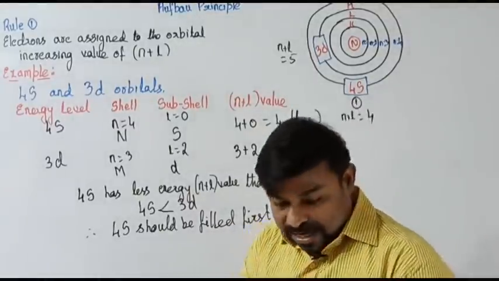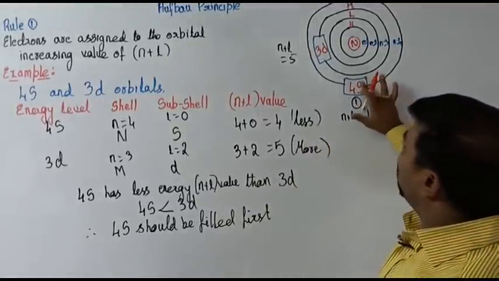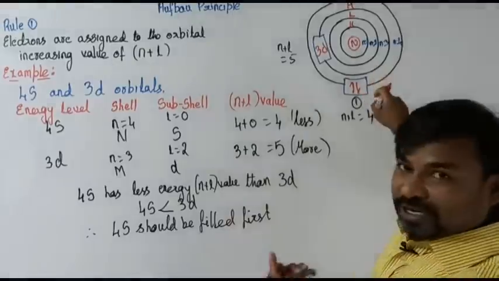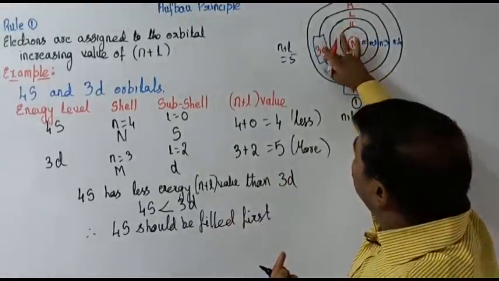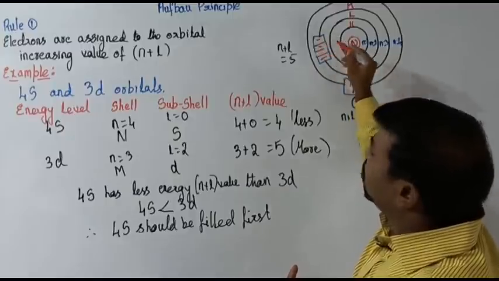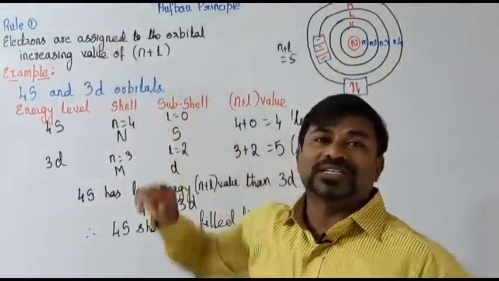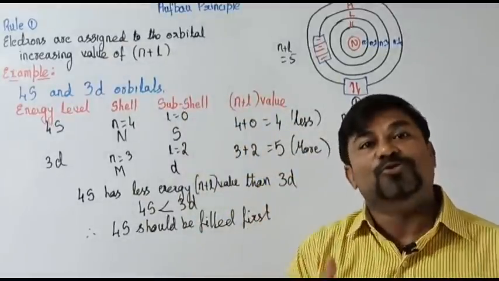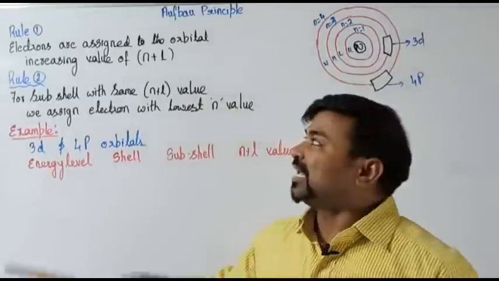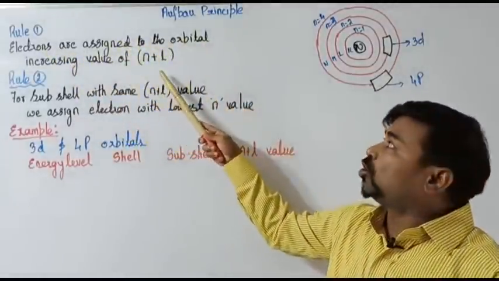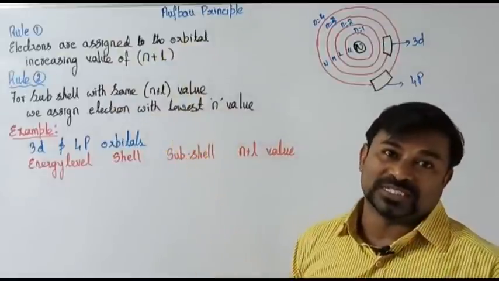According to the rule, 4s should be filled first. After filling 4s, we get back to 3d, which has to be filled with electrons. That's the rule. Rule 1 says electrons are assigned to the orbitals in the increasing order of n plus l value.